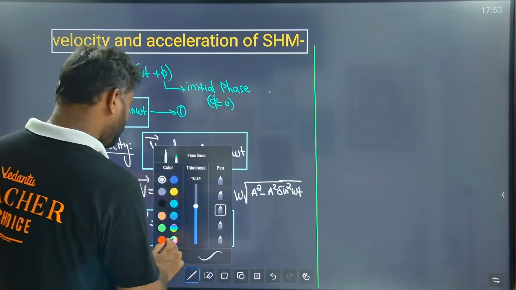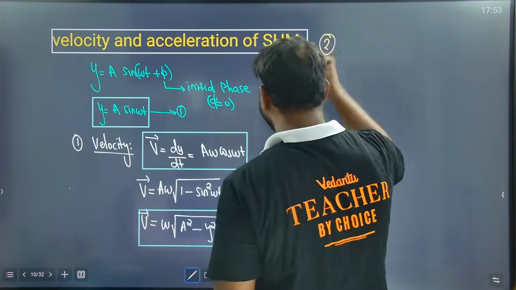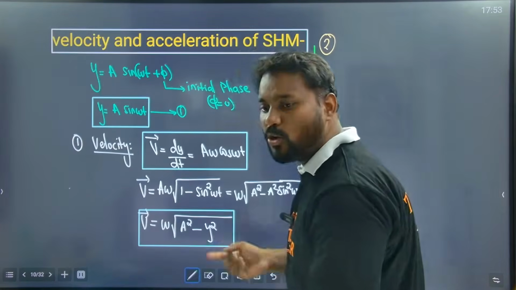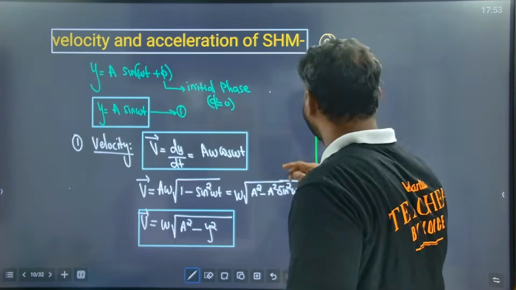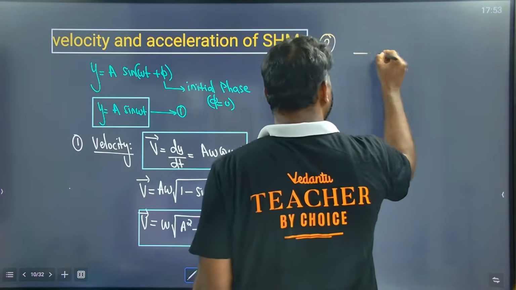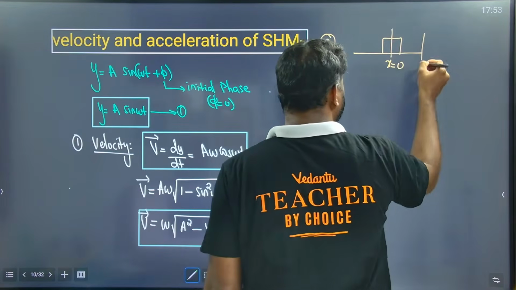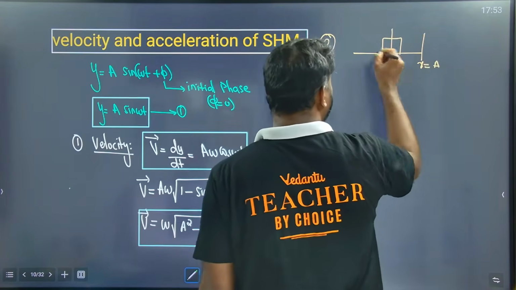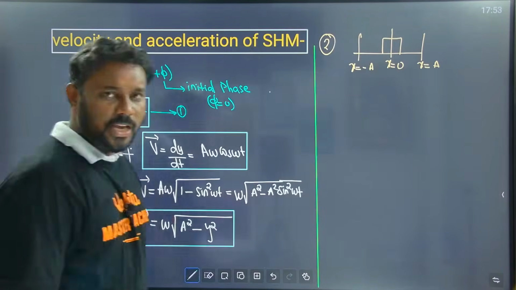What I'm going to do here is the second part of it. Now I know the velocity, so I'm going to calculate the maximum velocity. How can we calculate the maximum velocity? We'll start. Because it is an oscillation, this is x is equal to 0. Then this is x is equal to a. This is the negative direction, so x is equal to minus a.